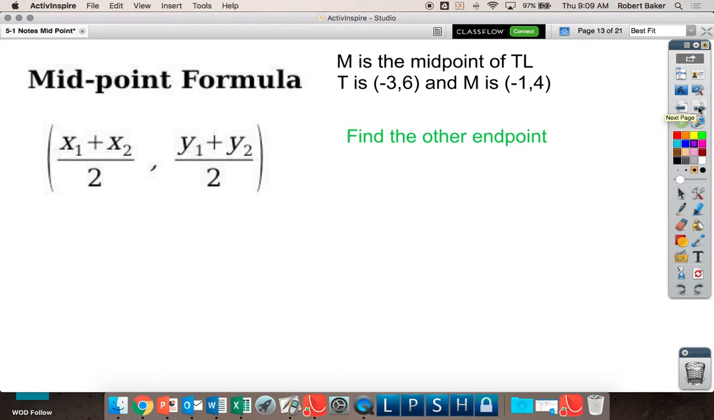M is the midpoint of TL. T is negative 3, comma 6. And M is the point negative 1, 4. Find the other endpoint. How do y'all want to do this? The mathy math way, number line way, or the graphy graph way? The graphy graph way? I want to hear it. The graph way.